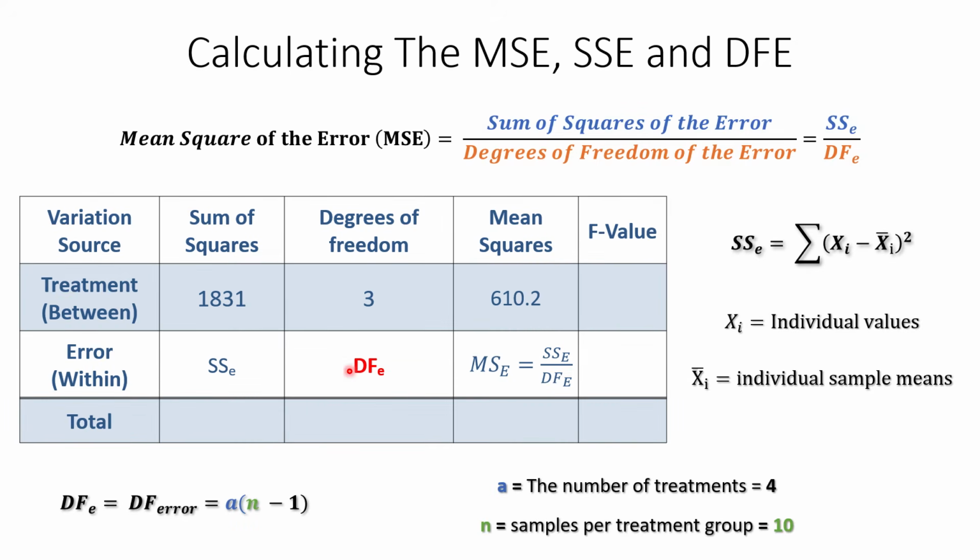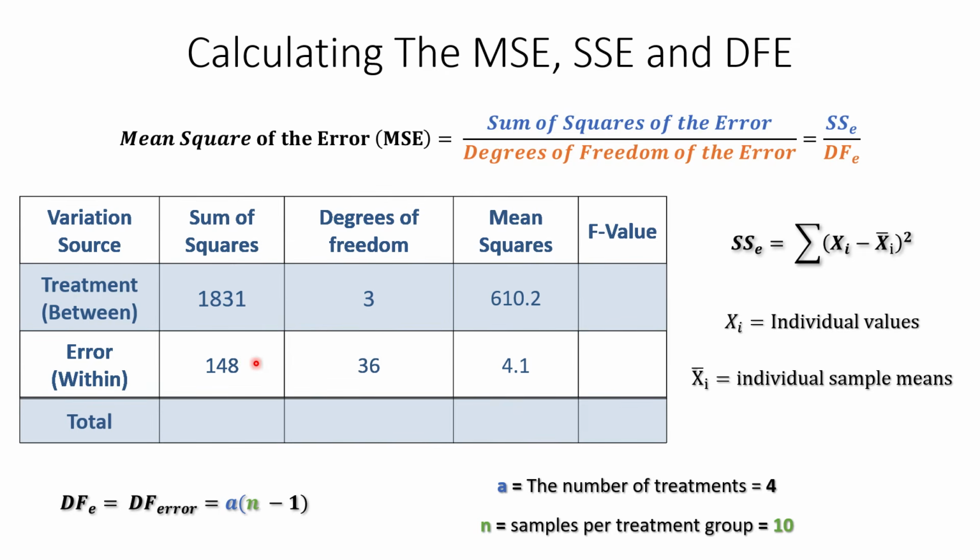Okay, and then in terms of the degrees of freedom, right? The way we calculate the degrees of freedom is this particular equation, A, which is the number of treatment groups in our experiment, times n minus 1, where n is the number of samples per treatment group. In this particular example, we had 10 samples per treatment group, so 10 minus 1 is 9. 9 times 4 is 36, and that is our degrees of freedom here.